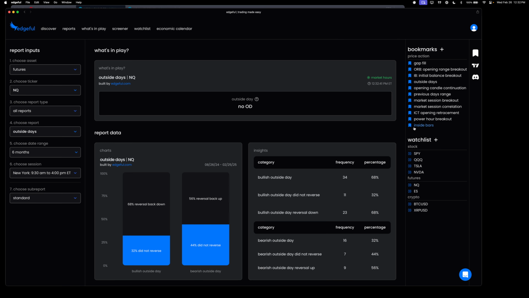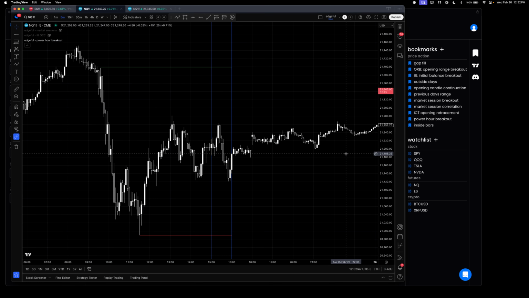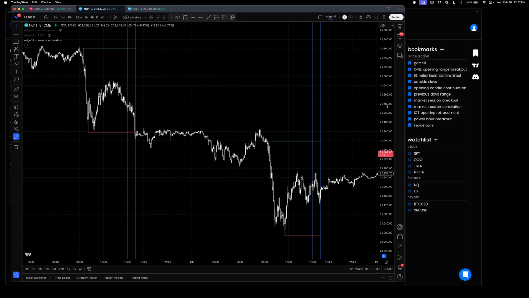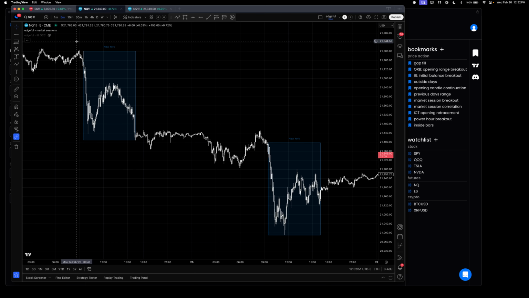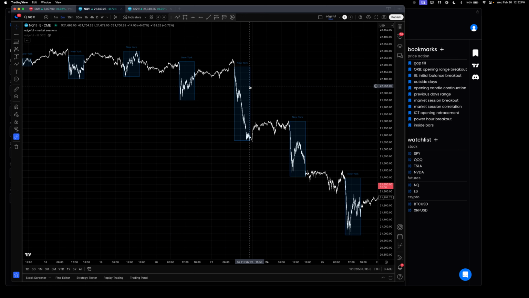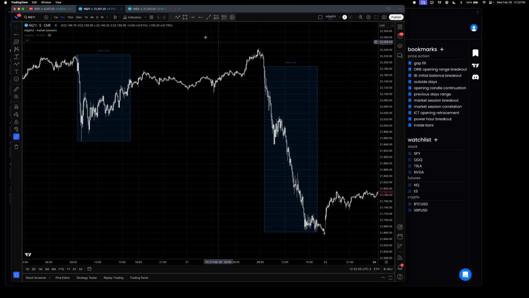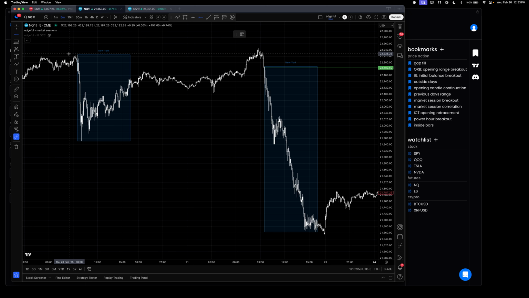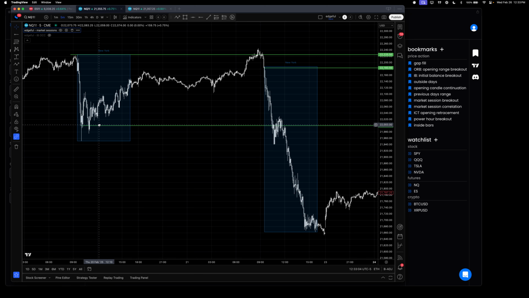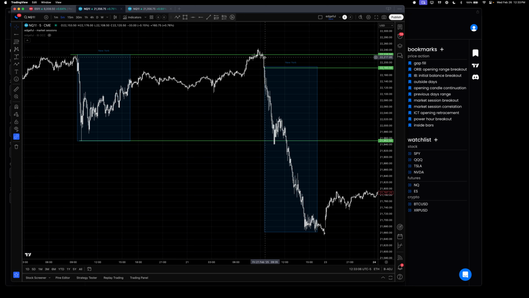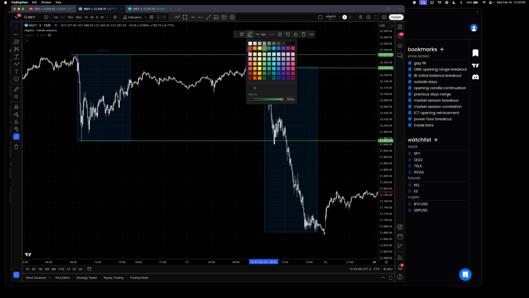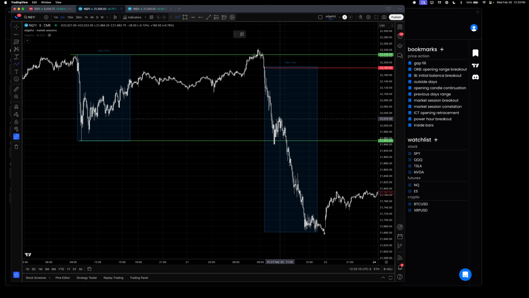And then finally, the inside bars. What this one is going to show you is how often, when the New York session opens within the previous session's range, which I'll show you how to measure right now, how often will it break out? So like right here, you can see that price opened within the previous session's range. Previous session's range is right here. You can see this opened within the previous session's range, and price did end up breaking out.